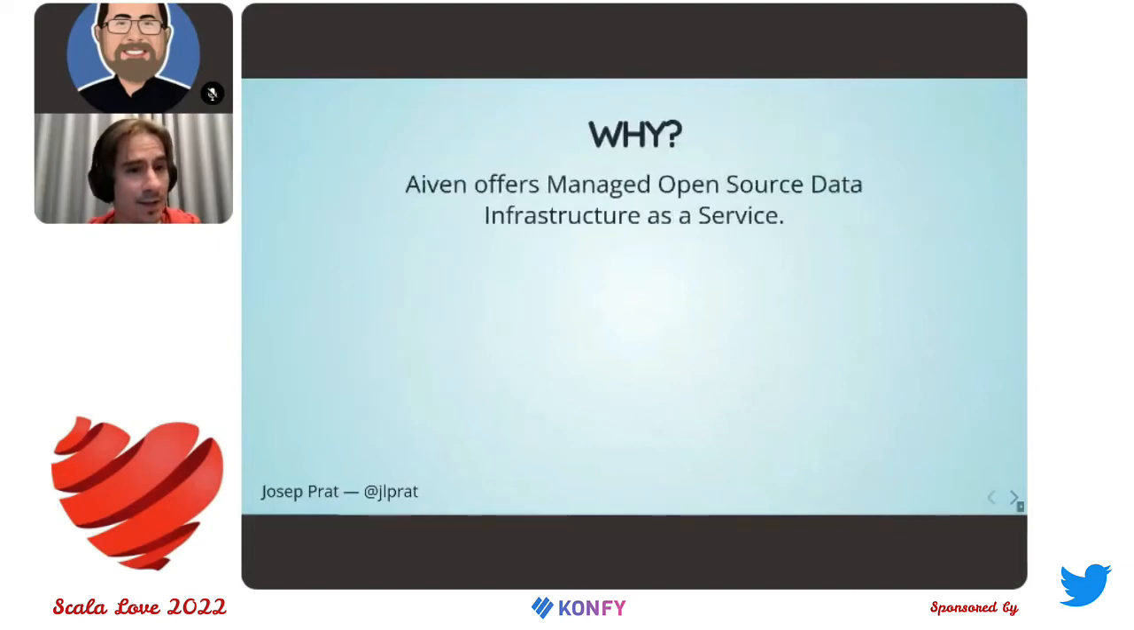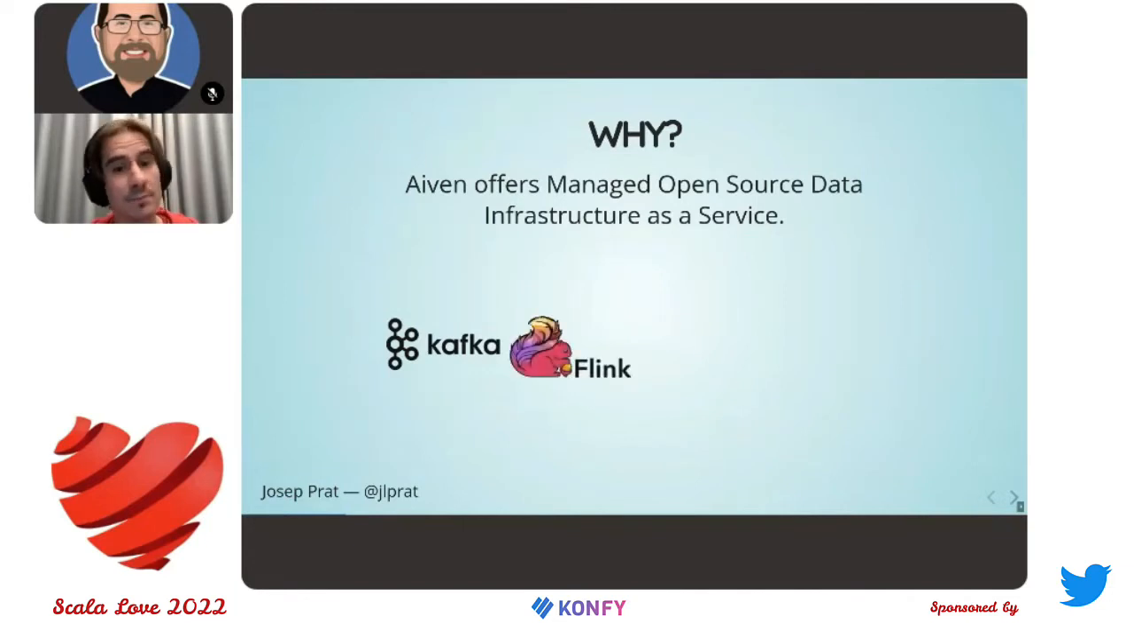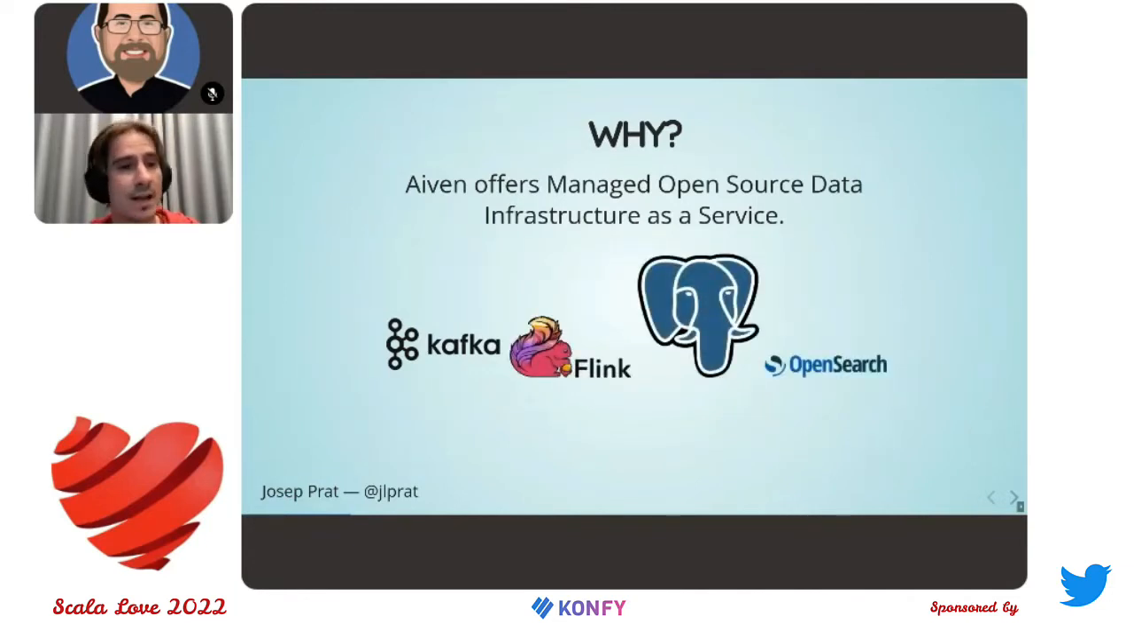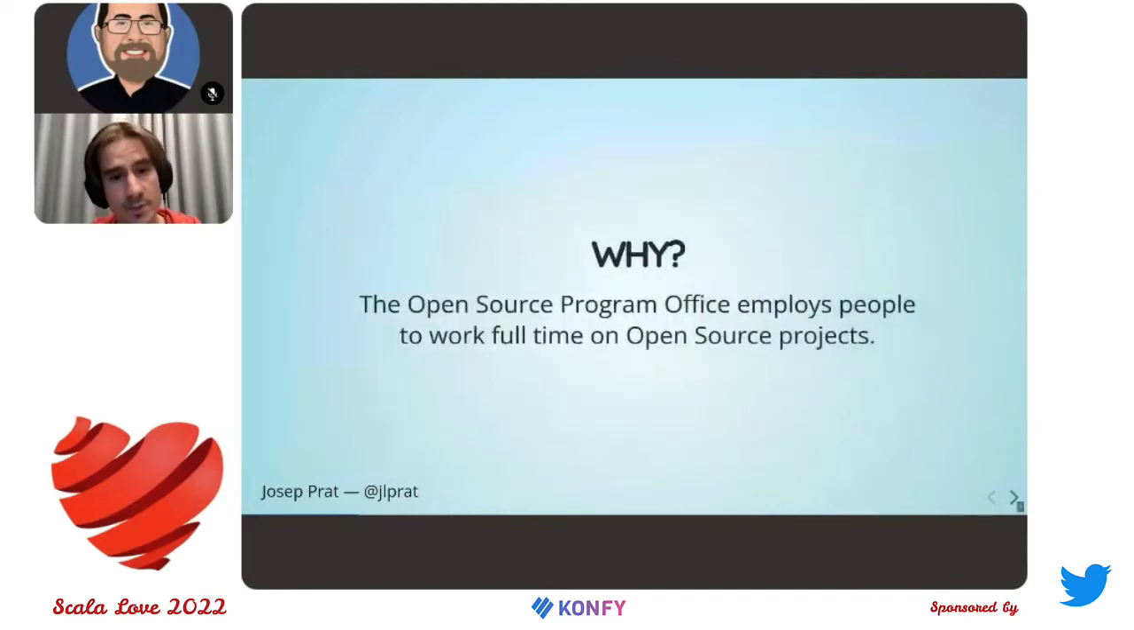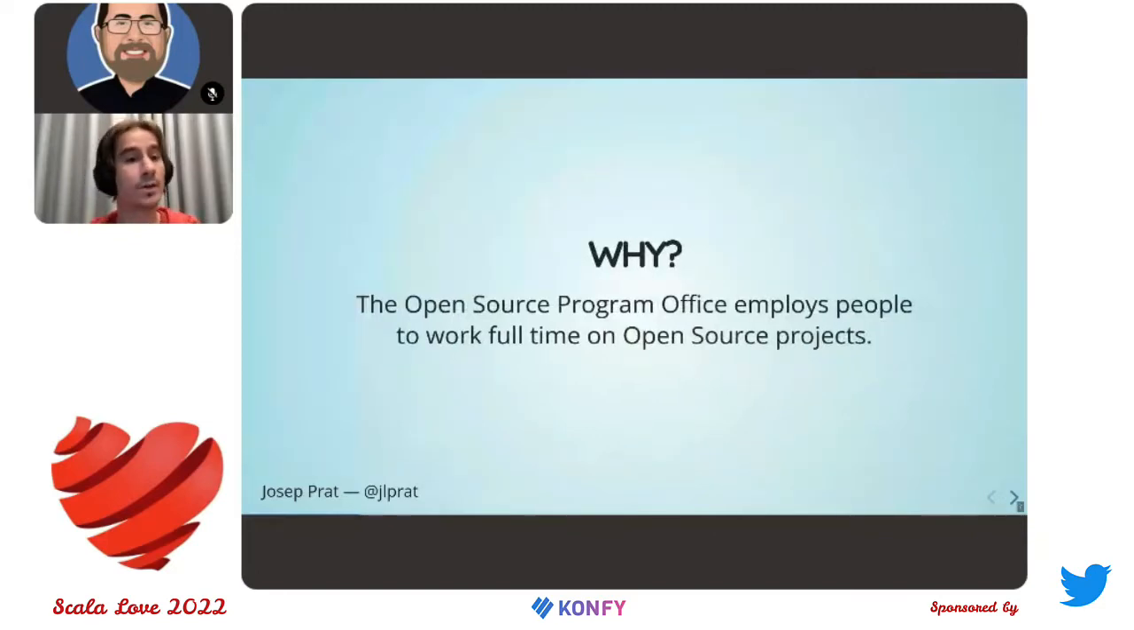So this is who I am, but why am I here? Aiven offers managed open source data infrastructure as a service. And among those services, there is Apache Kafka. You could have guessed that one, I guess. Flink, Postgres, OpenSearch, and many others like MySQL, for example, M3, Cassandra, you name them. We have a lot of those. And the open source program office basically employs people to work on those open source projects. So that's why I'm here.